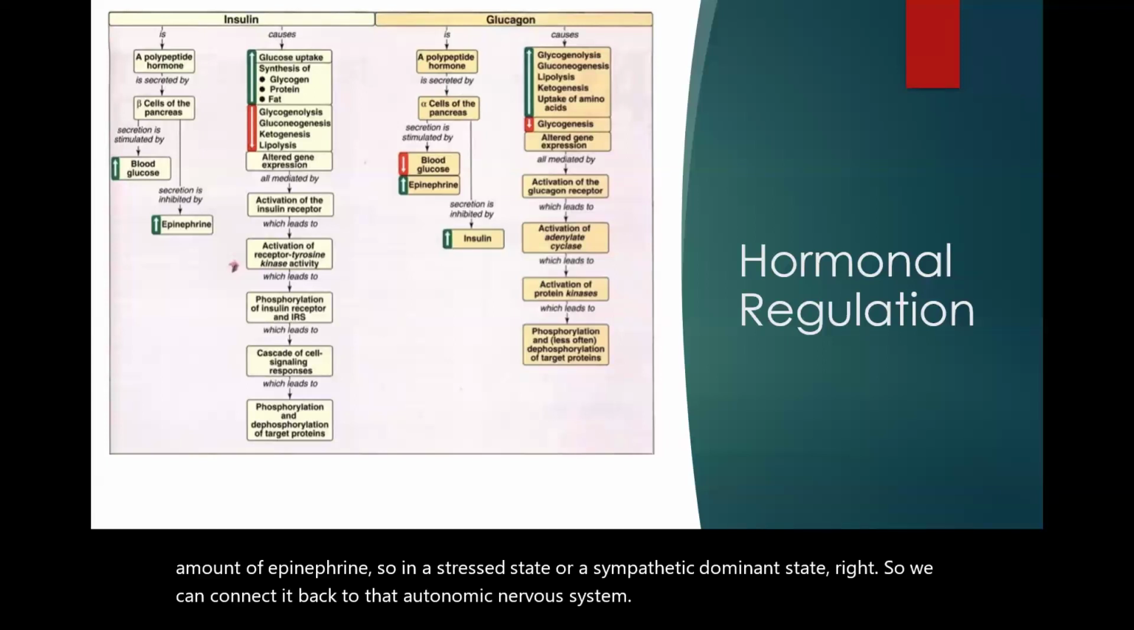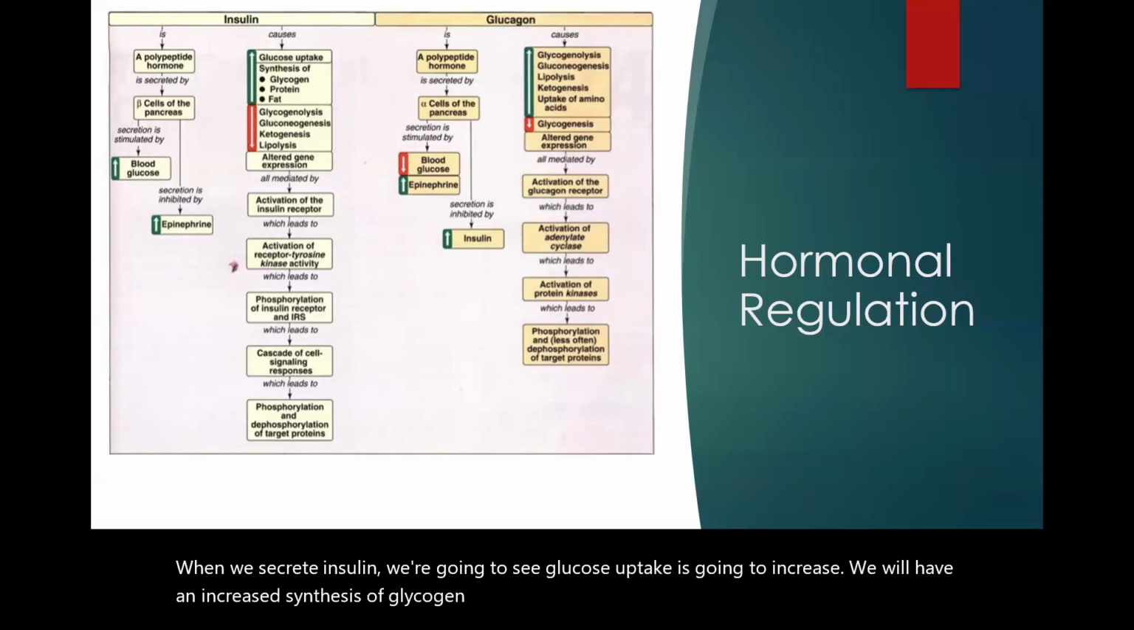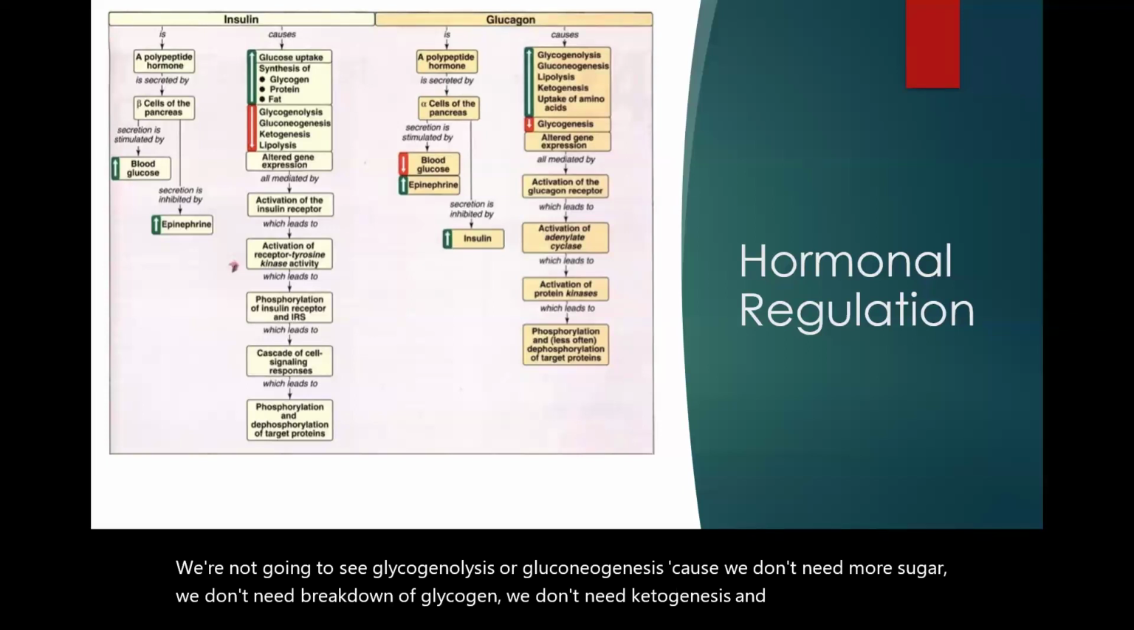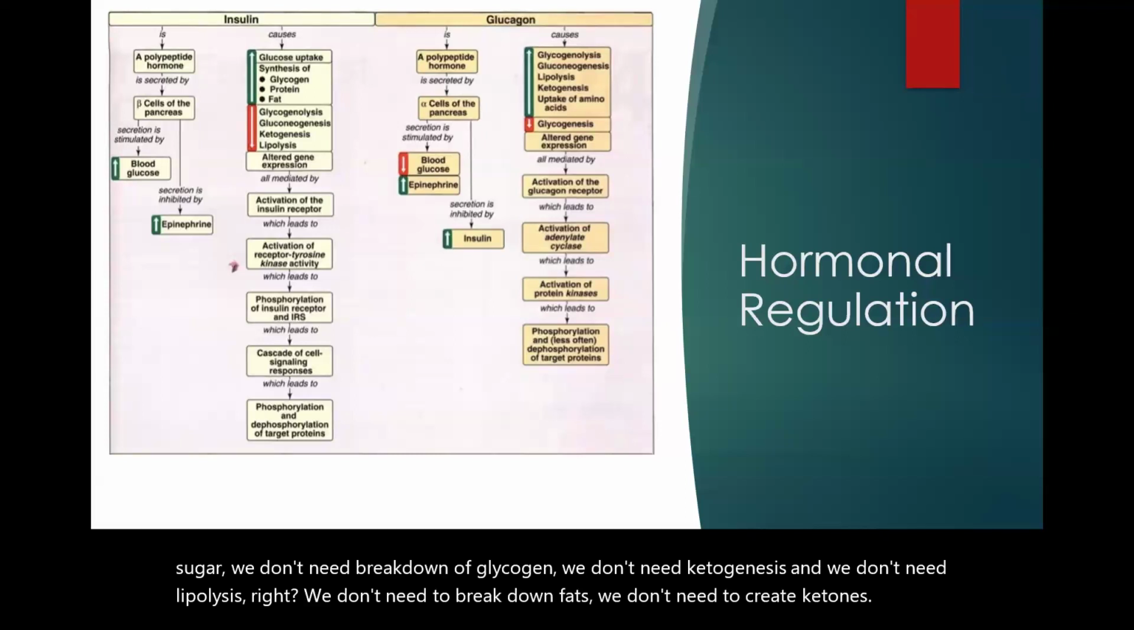When we secrete insulin, glucose uptake is going to increase. We will have increased synthesis of glycogen, of protein, of fat. We're in a fed state. We've got lots of stuff. We're not going to see glycogenolysis or gluconeogenesis because we don't need more sugar. We don't need breakdown of glycogen. We don't need ketogenesis, and we don't need lipolysis, right? We don't need to break down fats. We don't need to create ketones. And then all of these can alter gene expression.